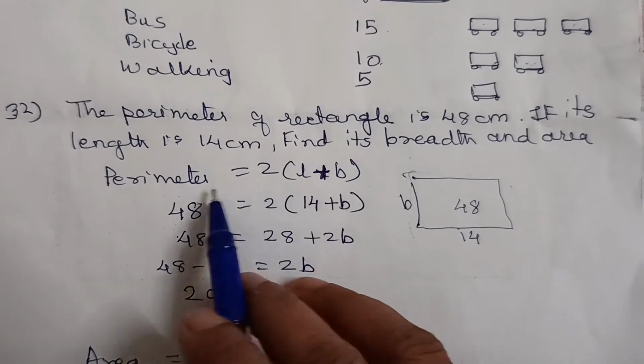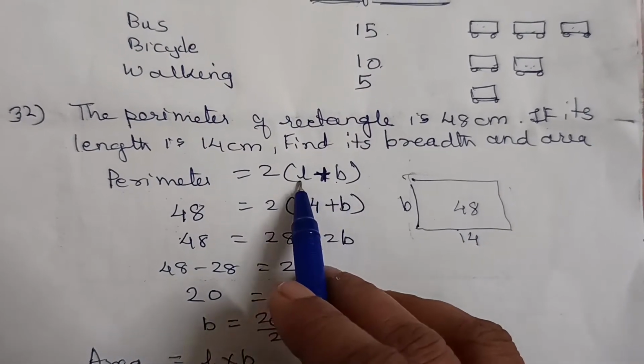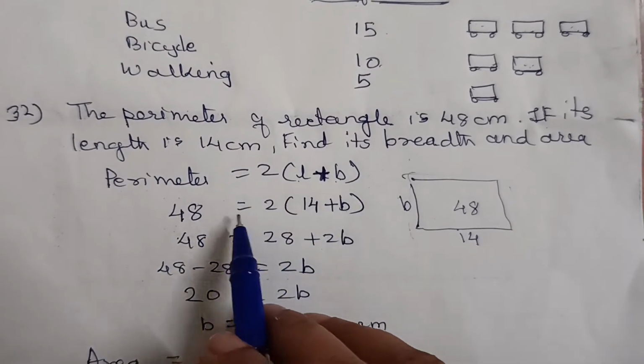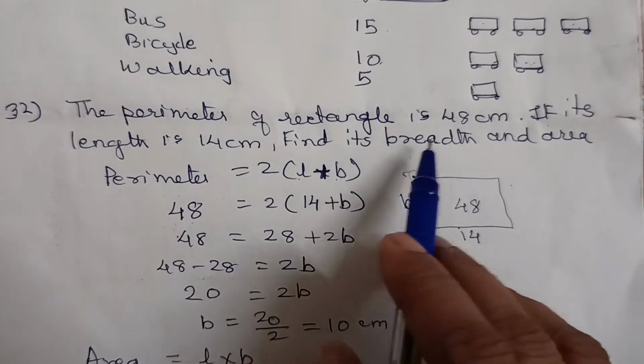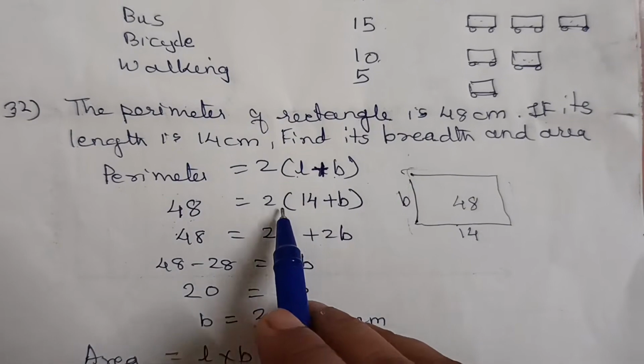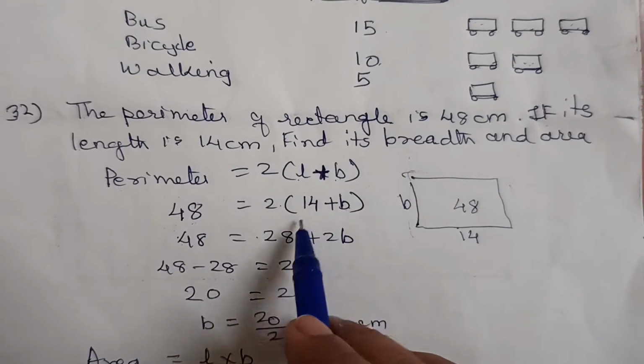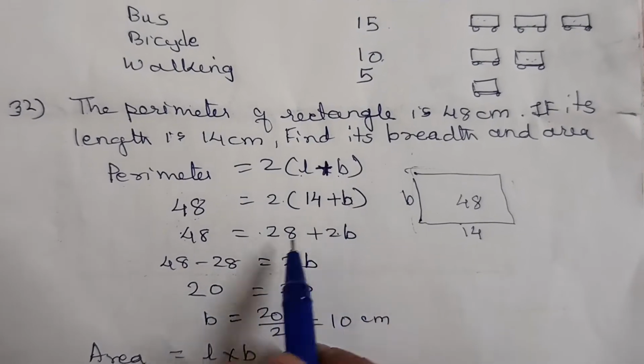Using formula, perimeter of rectangle is equal to 2 into L plus B, where L is a length and B is a breadth. So perimeter is given. Substitute given values in the formula. So perimeter 48 is equal to 2 into 14 plus B. Then 48 is equal to 2 14s are 28. 2 into B is 2B.